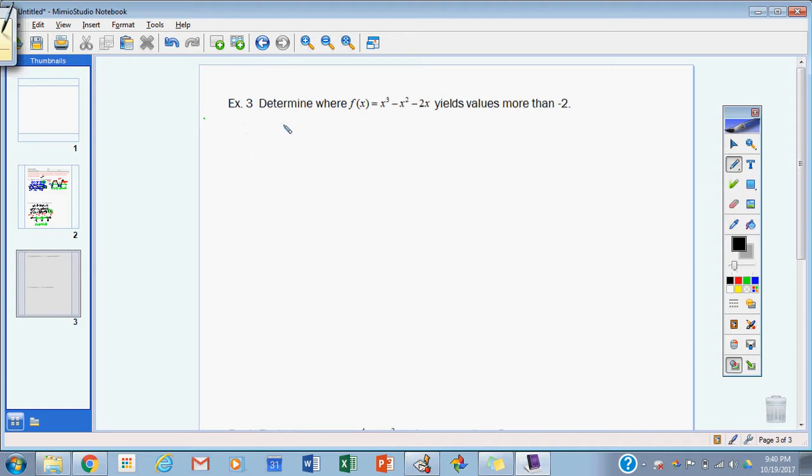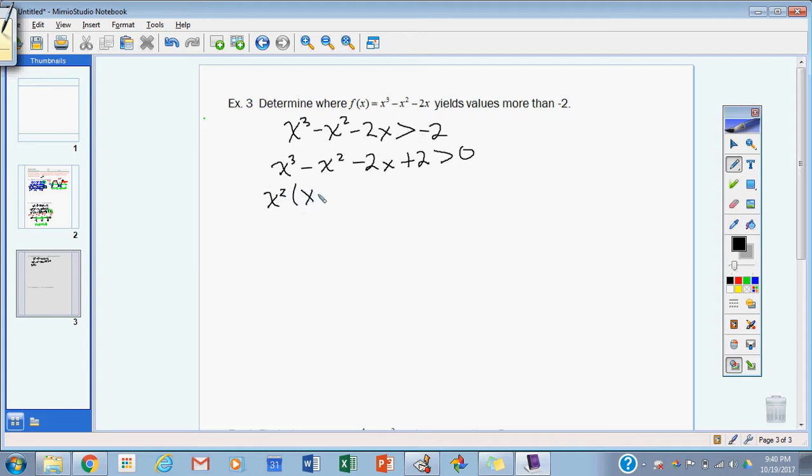So this time we're going to take x cubed minus x squared minus 2x, which is f of x, and we want it to yield values greater than -2. So obviously our first step, hopefully you're thinking, is to get this all to one side and the other side 0. I want to always try GCF, which doesn't work, but if you try factor by grouping, it works well here.